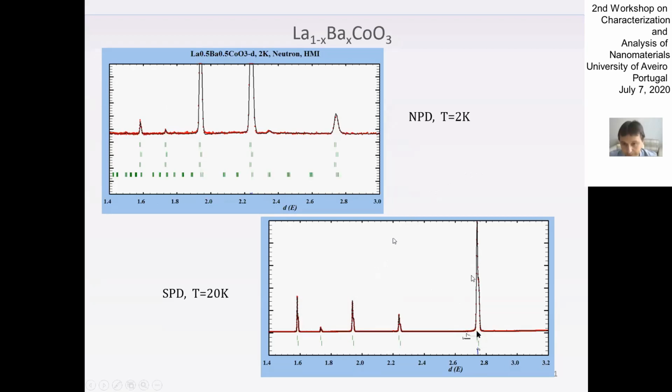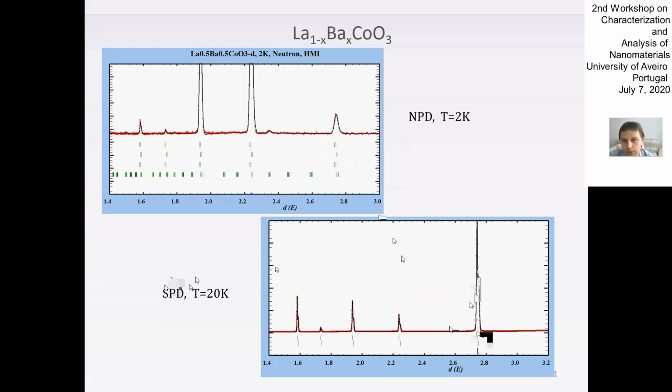And here we can even resolve the reflection. We can distinguish that in reality it's split using synchrotron radiation. And with neutrons, we cannot see the splitting because of the resolution of the instrument.